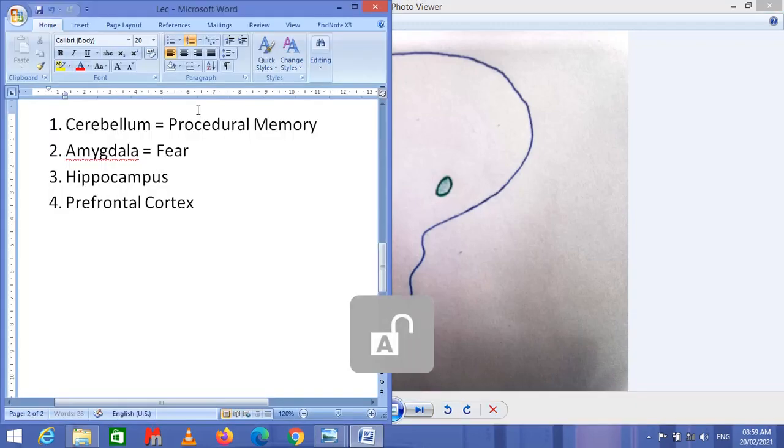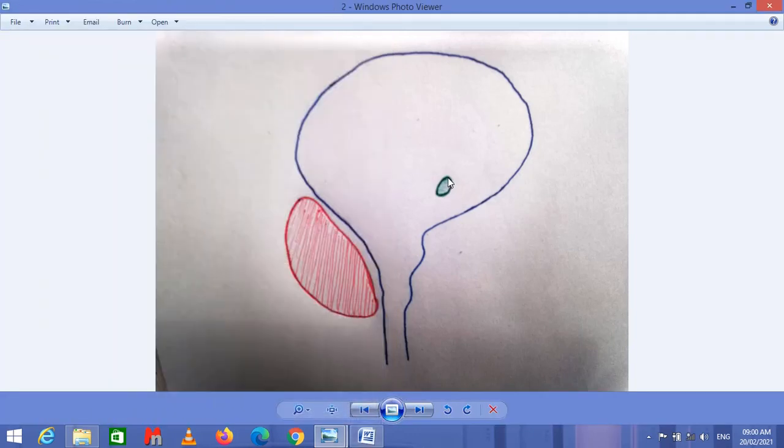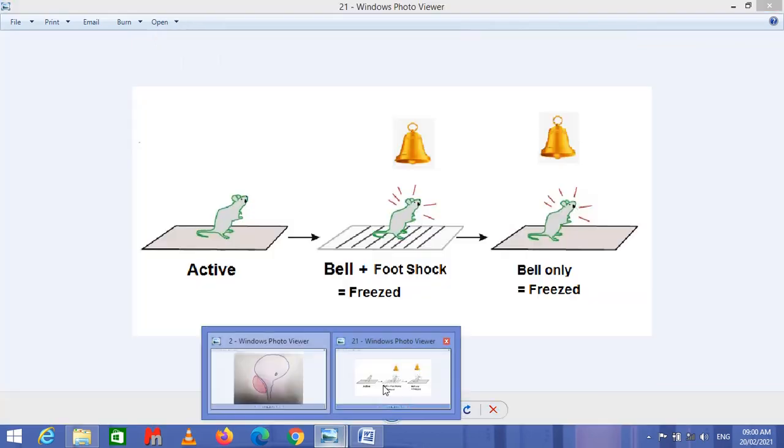The fear memory. Fear memory is the memory regarding the fear, regarding the fright, regarding the stressful condition. When someone is in a fear condition, in a fright condition, in a stressful condition, this amygdala gets active, and by getting active, the amygdala stores the information regarding the fear, regarding that condition. I'm going to show you an example which will demonstrate the function of the amygdala.